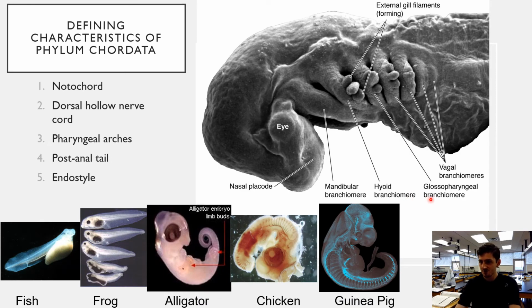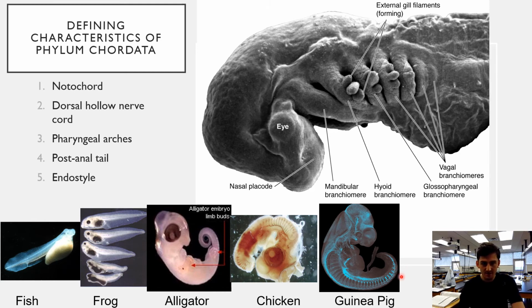So I like to show these pictures just because it shows, at different stages in development of organisms, we all kind of have the same 5 characteristics that define this phylum. So you have a fish, frog, an alligator, a chicken, and a guinea pig pictured here. And so you can see they all have this postanal tail right here, here, and here. What's maybe not so noticeable are the pharyngeal gill arches. You can't really see an endostyle.